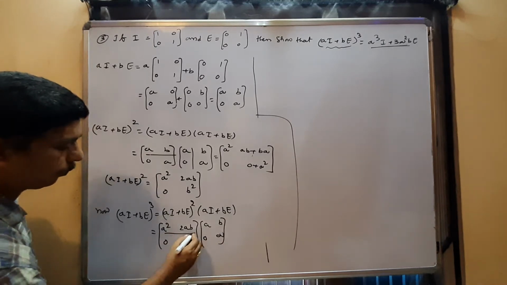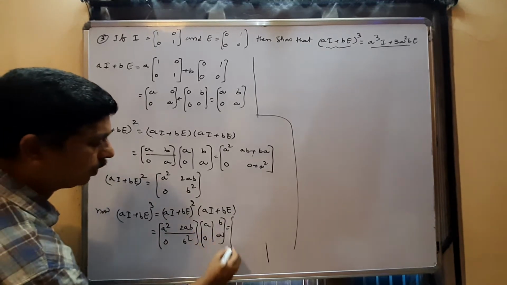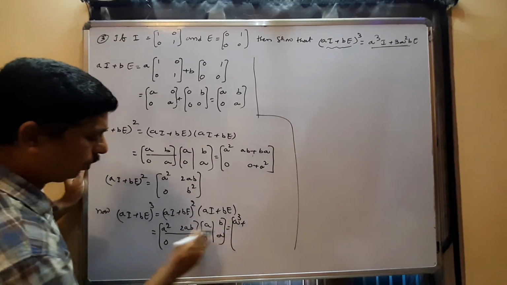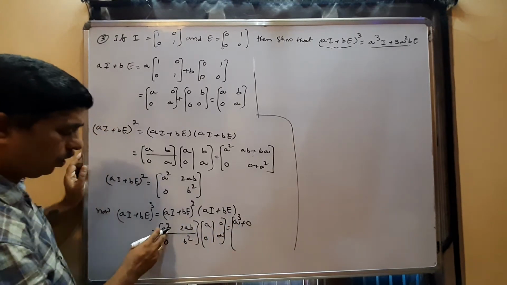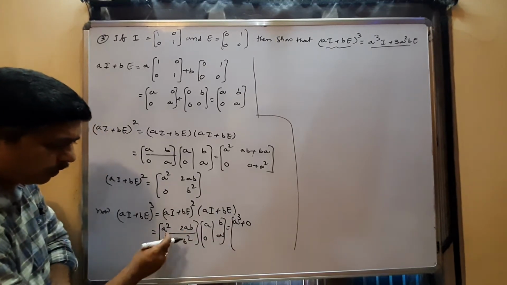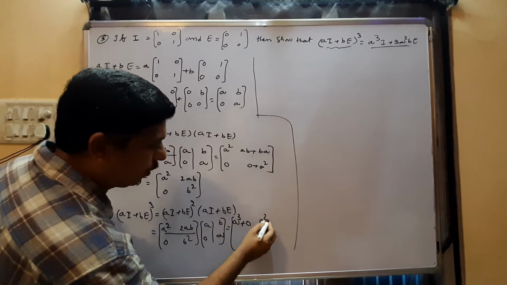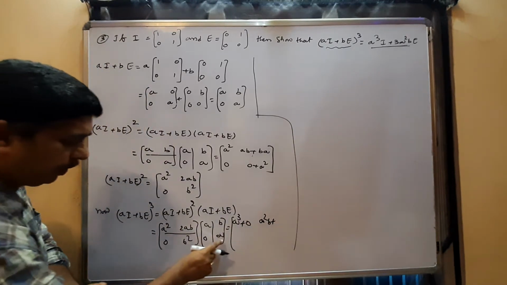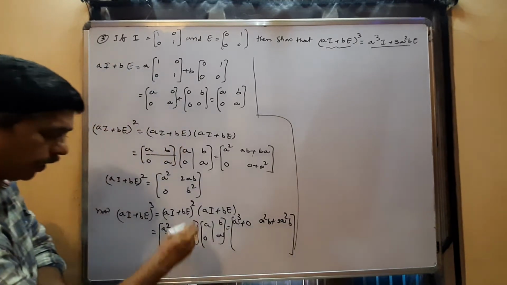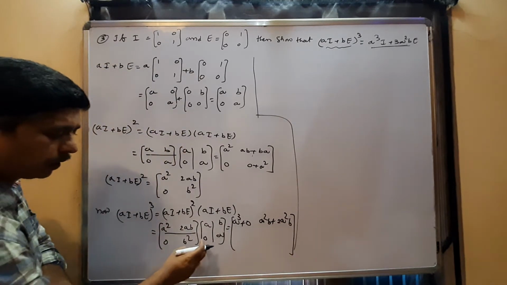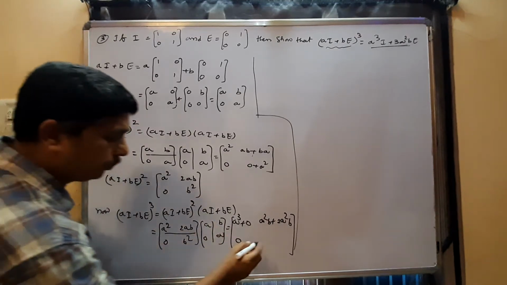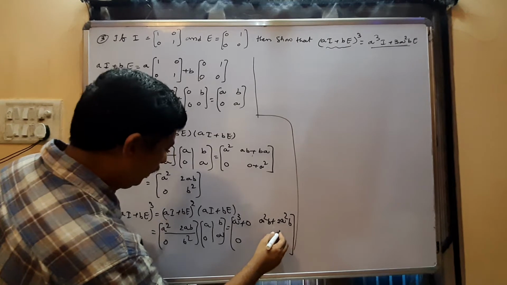Again row into column. So that is A square into A, A cube; 2AB into 0, 0. First row into second column: A square into B, A square B, plus 2AB into A, 2A square B. Second row into second column: 0 into B, 0, plus A square into A.